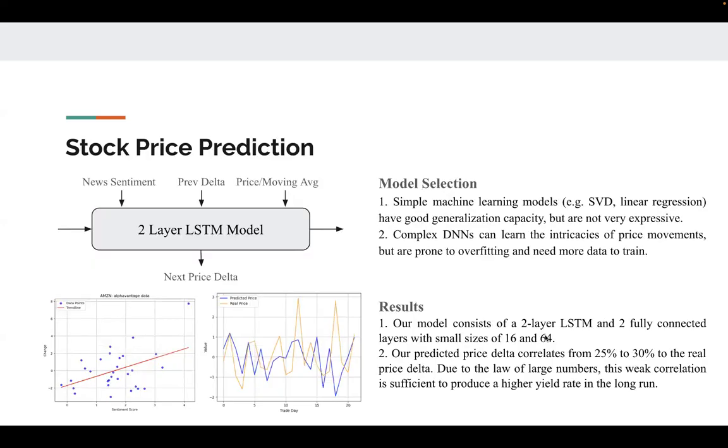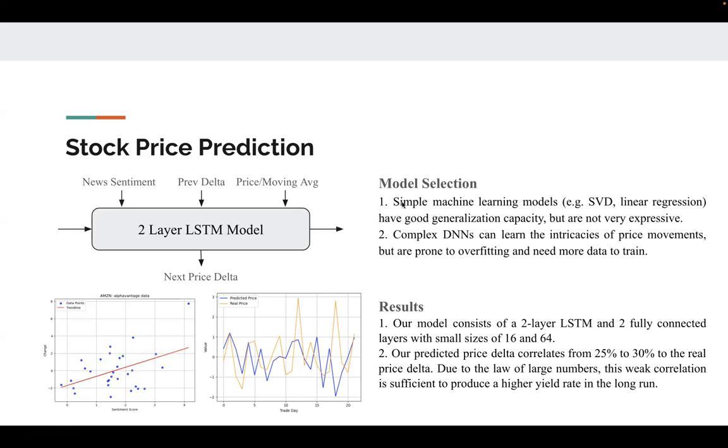And for the stock prediction part, we generally use a two-layer LSTM model, which ingests news sentiment, previous delta, and the moving average and prices. And it will provide us with the next price delta predicted. And we have verified the relation between sentiments and the price movements in this chart on the left, which shows a moderate but obvious correlation.